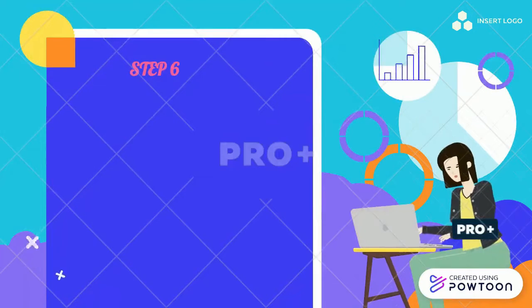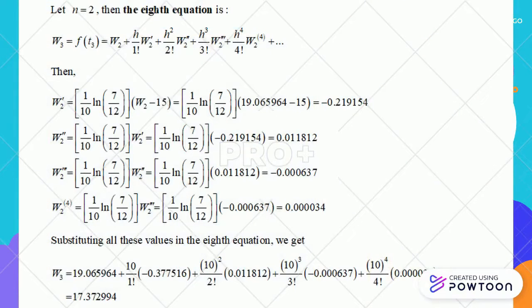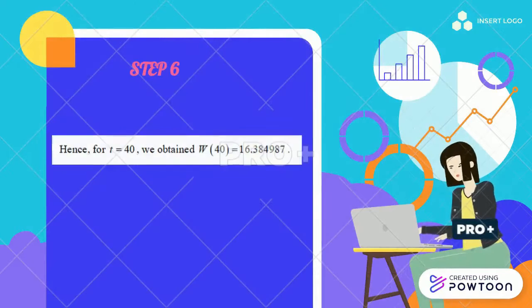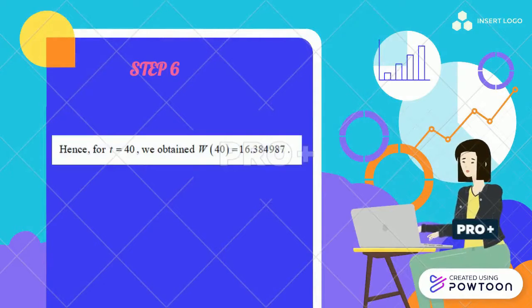Then, we do the same for n equal to 2 and n equal to 3. Lastly, we obtain W4 is equal to 16.38. So, which weapon do you think is the answer? Let's see.